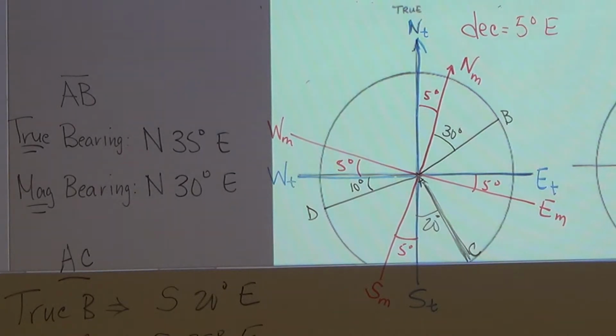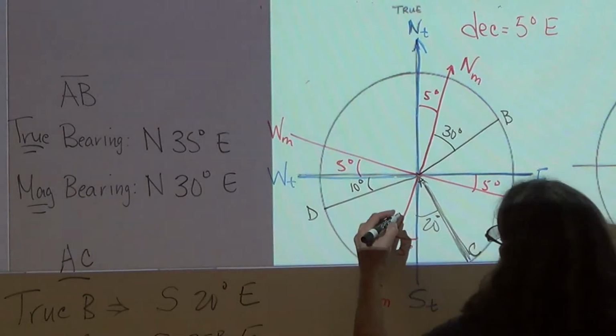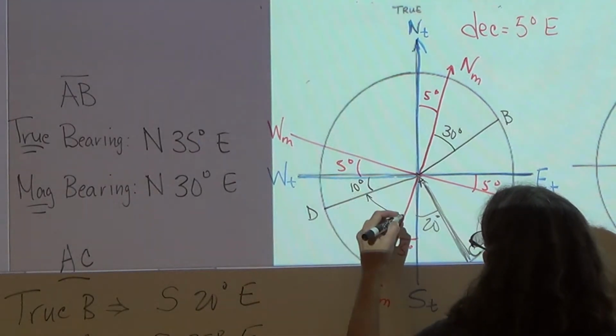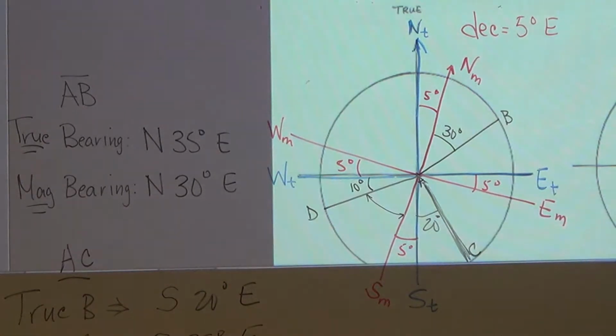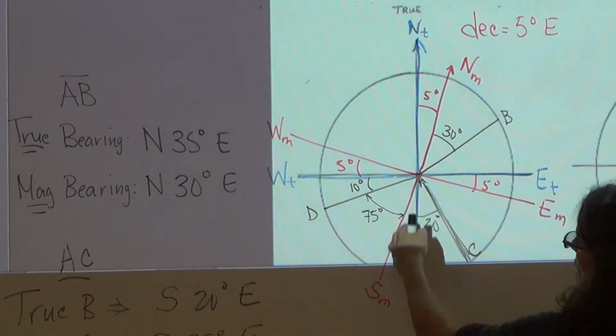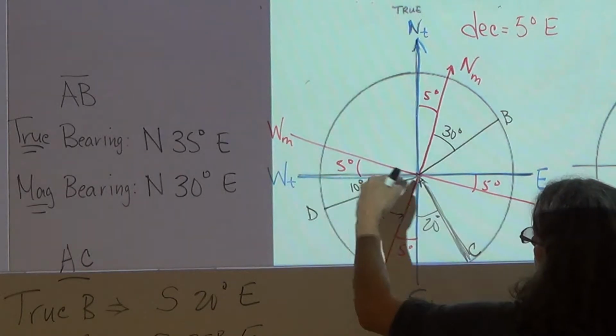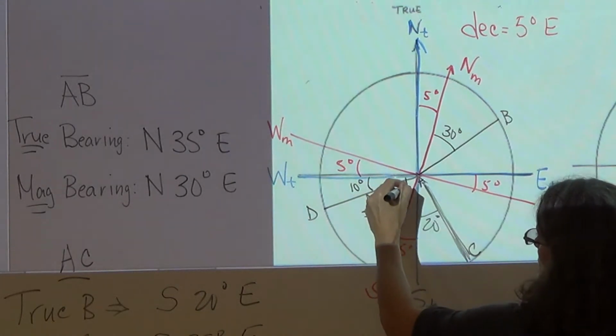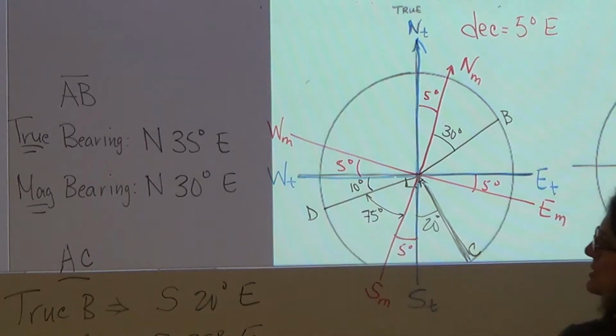Jason? So what angle did you try to find first? Did you try to figure out what this angle is here? So what's this angle? 75. Does everybody agree that's 75 degrees? Yep. Because true south and true west, it's got to be 90 degrees. And if this is 10 and this is 5, this has got to be 75.